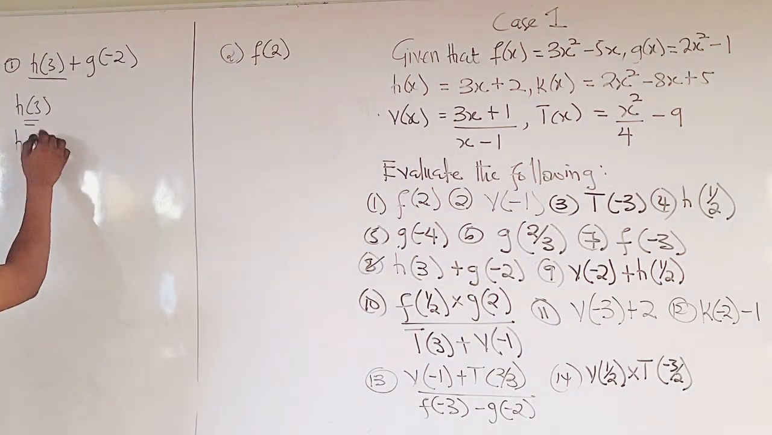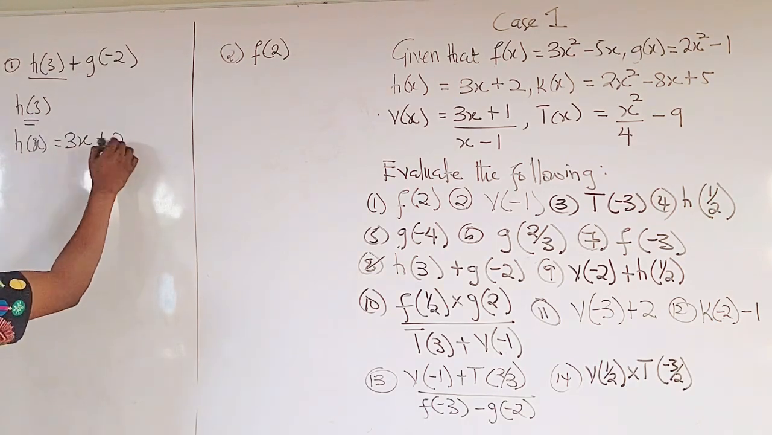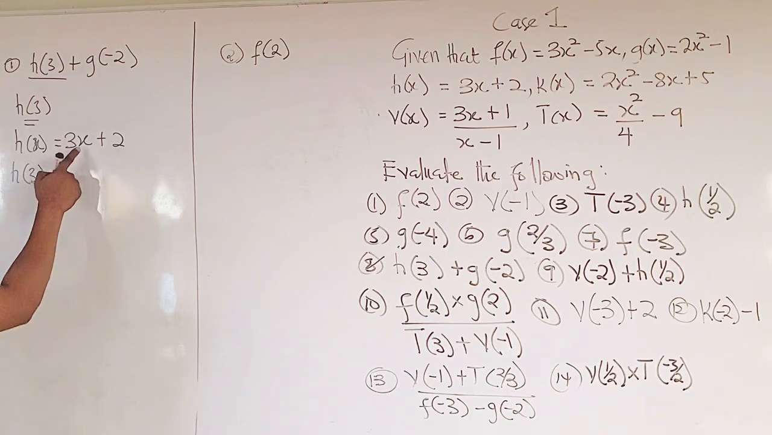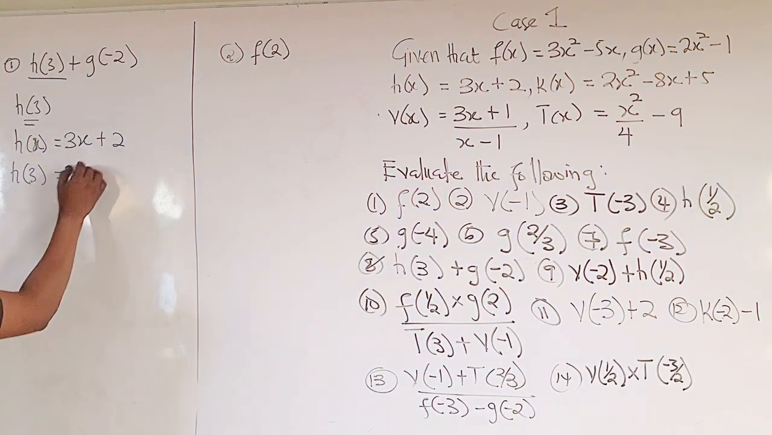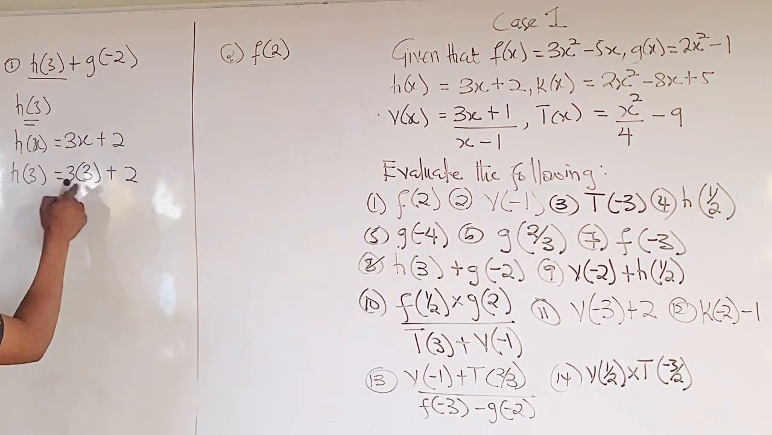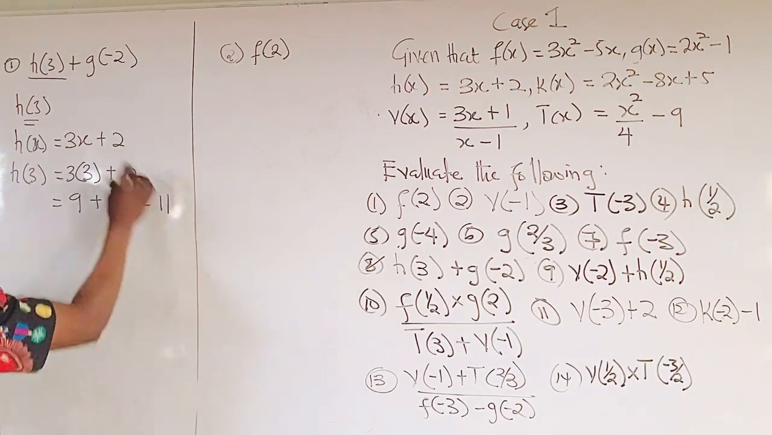So the h of x function is given as 3x plus 2, all right? So to find h of 3, wherever we see x, we are going to use our 3 to replace it in the function. So we have 3 here plus 2. 3 times 3 will give us 9 plus 2, which will give us 11.